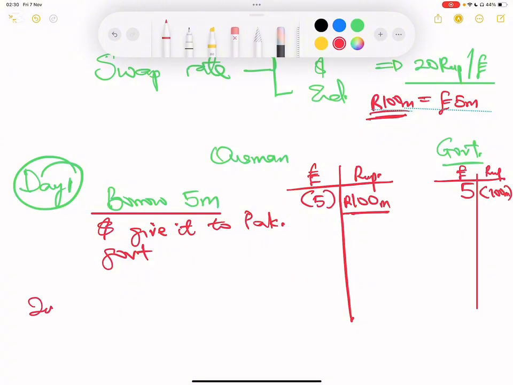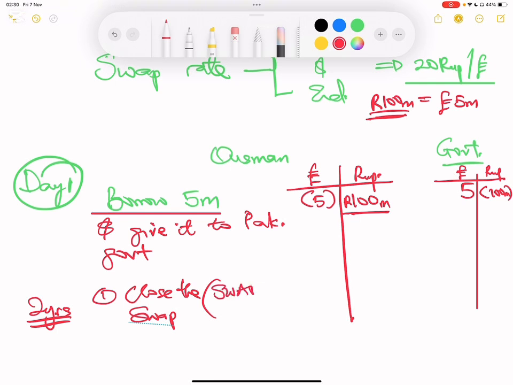So in 2 years' time, a few things will happen. Number one is that they need to close the swap, which means they swap again. So what we're saying is they reverse the initial swap.